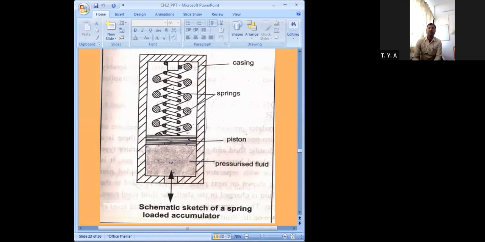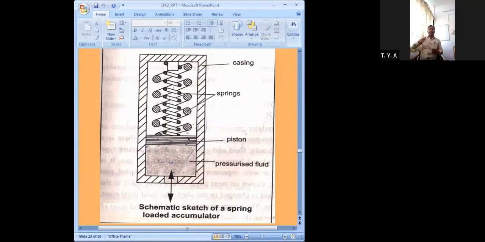Now that means your actuator, or whatever hydraulic system element is there, is at its idle position. That means it does not require hydraulic fluid, but your hydraulic pump is supplying some fluid. So that pressurized fluid supplied by the pump is going to come inside this accumulator through this port, and due to that pressurized fluid, this piston will move in the upward direction and this tank will fill.